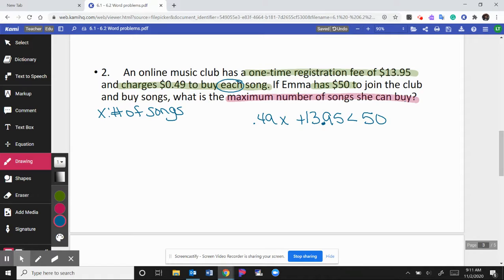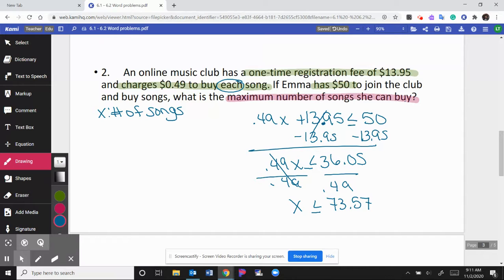Can she spend exactly $50? And the answer is yes, so it can be equal to. So go through and pause the video again, and please solve your inequality. All right, so going through and solving, you should be getting as an answer, x is less than or equal to 73.57. But you need to ask yourself, does that answer make sense?